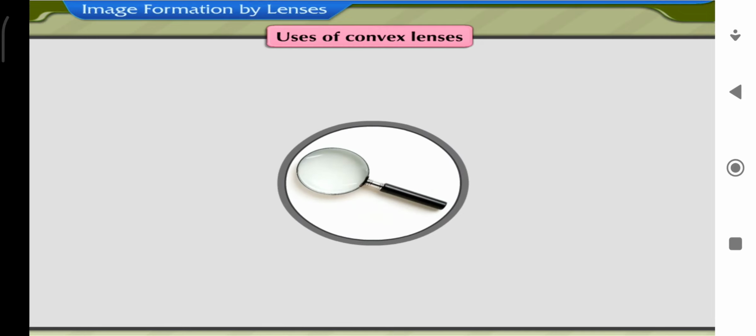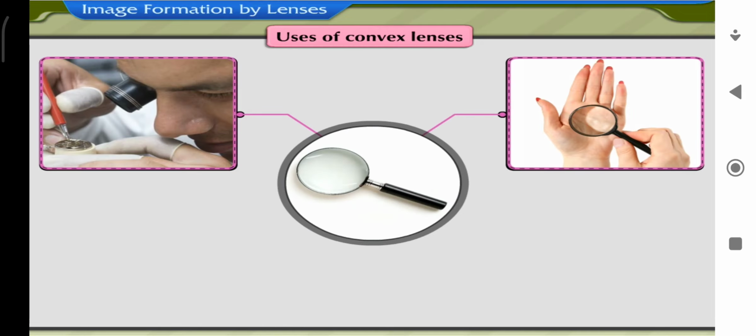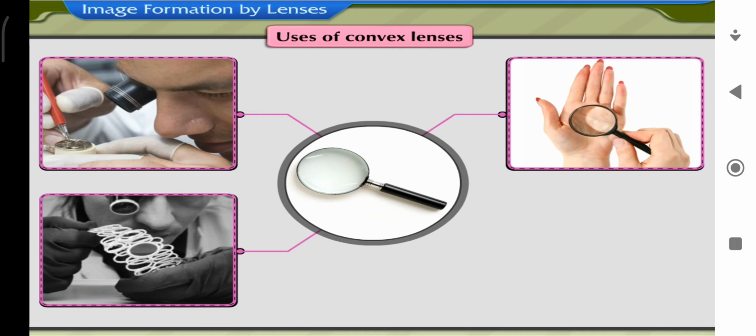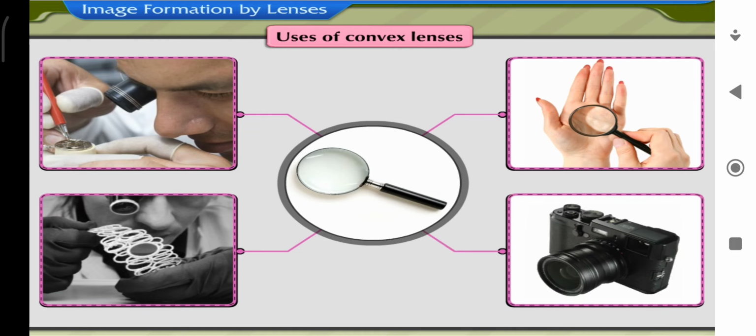Uses of convex lenses. It is used as a magnifying glass by watch repairers, palm readers, jewelry designers, etc. A convex lens is used to make a simple camera.